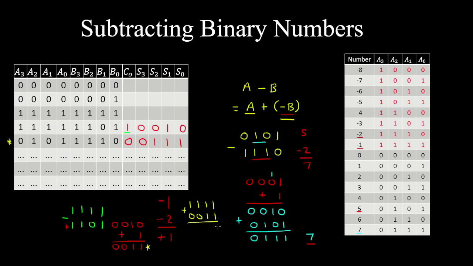So 1 plus 1 is 2. And then 1 plus 1 plus 1 is 3. 1 plus 1 is 2. And 1 plus 1 is 2. So as we can see, we get a final carry that gets dropped. And I'll leave it for you to test some other cases until you're convinced that your circuit is working correctly.